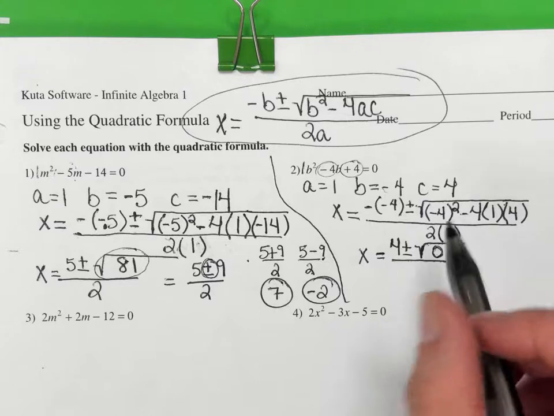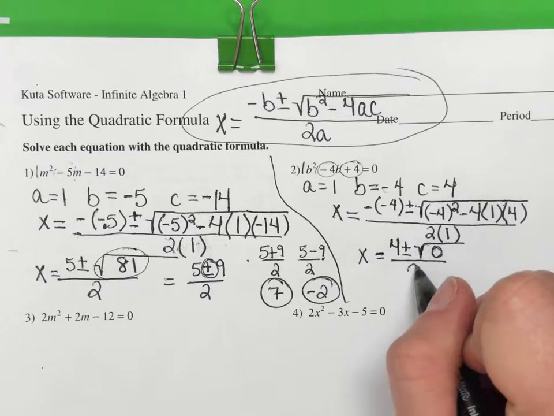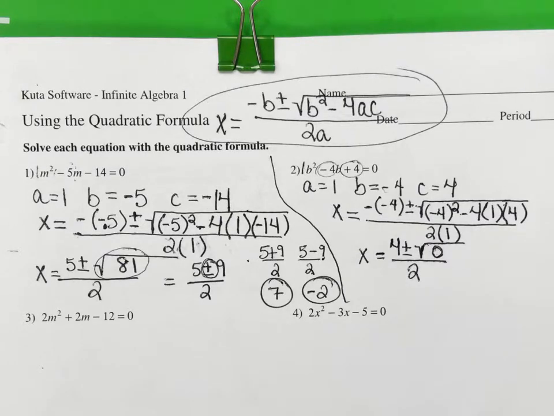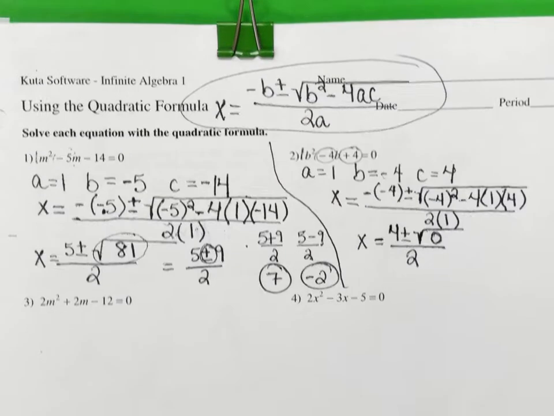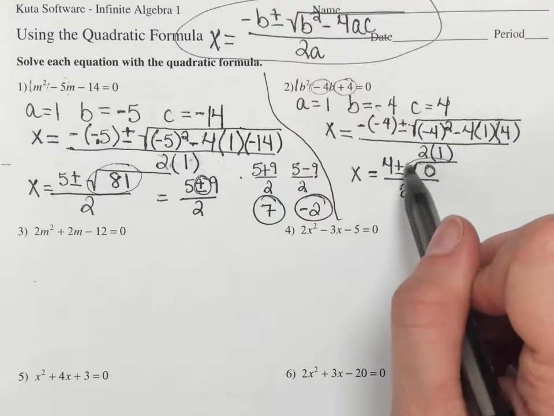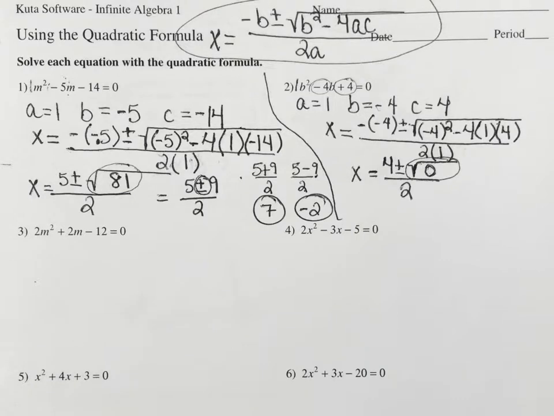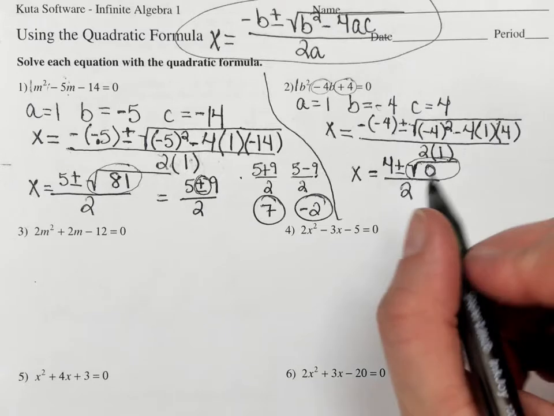Thank you, Miss Huerta. Alright, what's on the bottom? What's 2 times 1? 2. Alright, right here. You ready? What's the square root of 0? Use your calculator. What'd you get? 0. Very good.